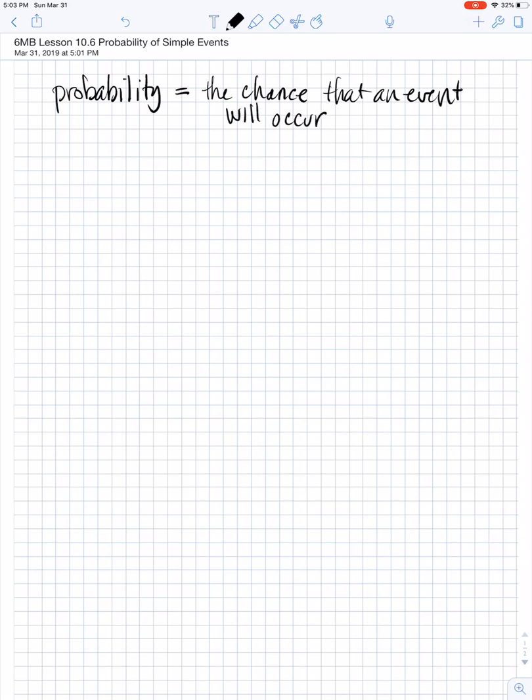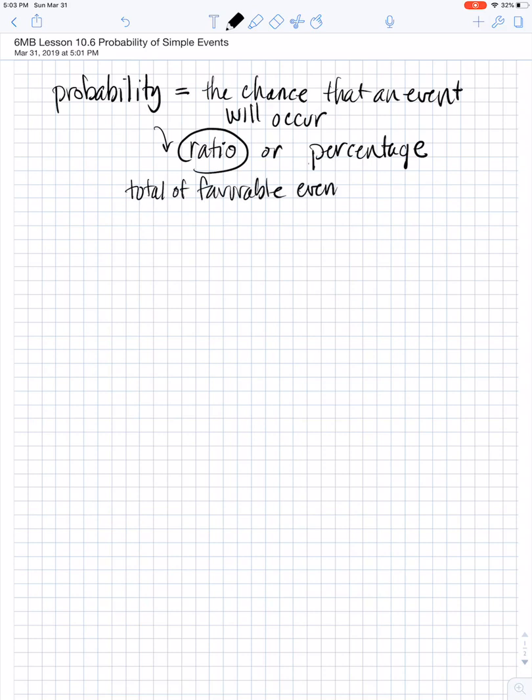Okay, and that probability can be expressed as a fraction, so it can be a ratio, or it's often expressed as a percentage. All right, so let's think about this ratio piece. How do we calculate the ratio for an outcome? Well, it's the total of favorable events, and I'll talk about that more in a second with an example, divided by the total possible outcomes.